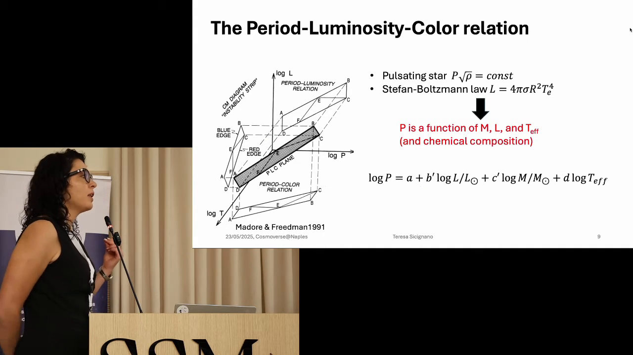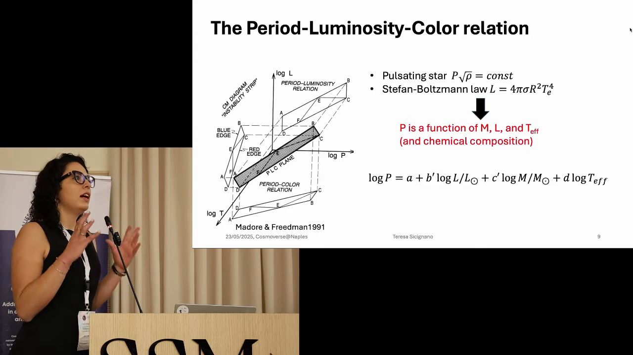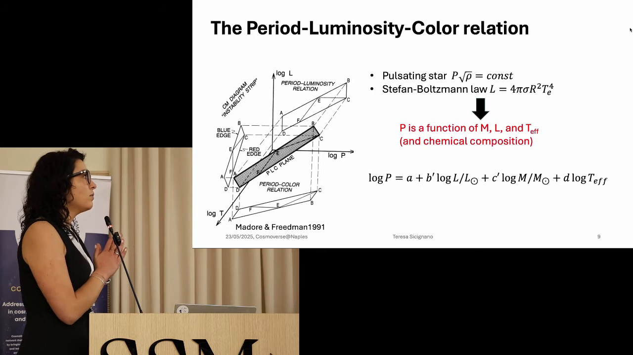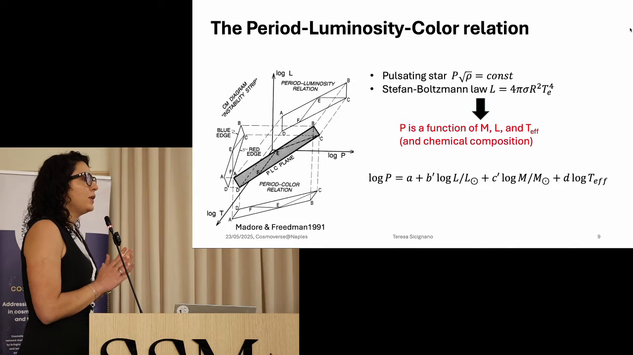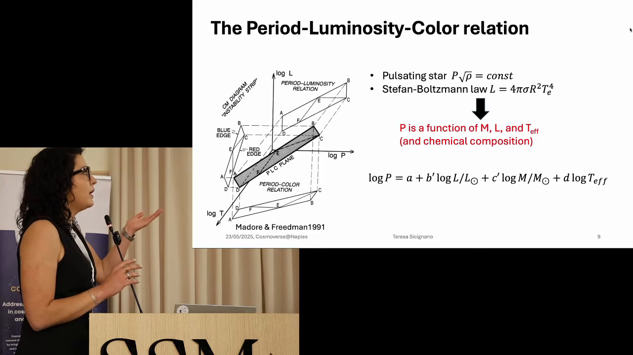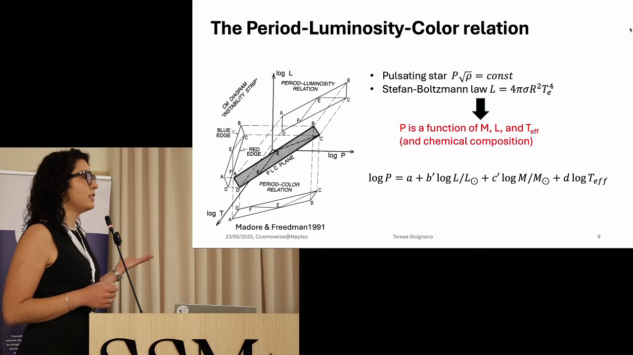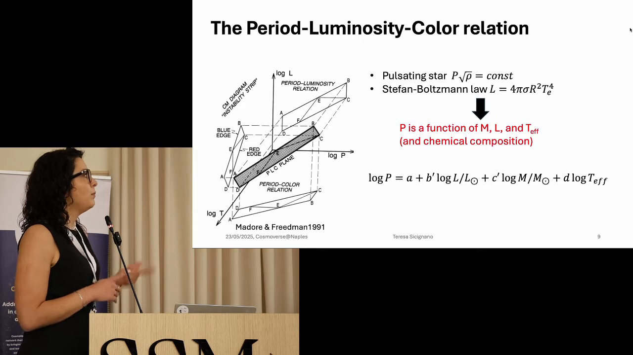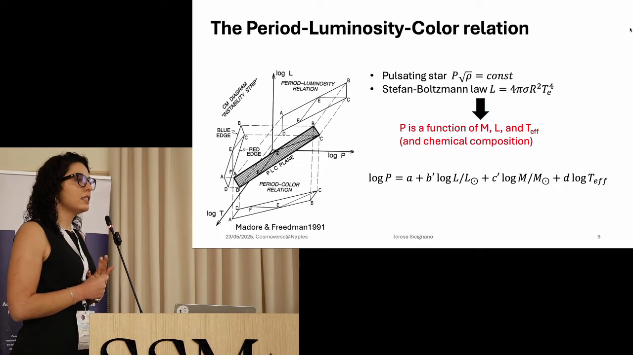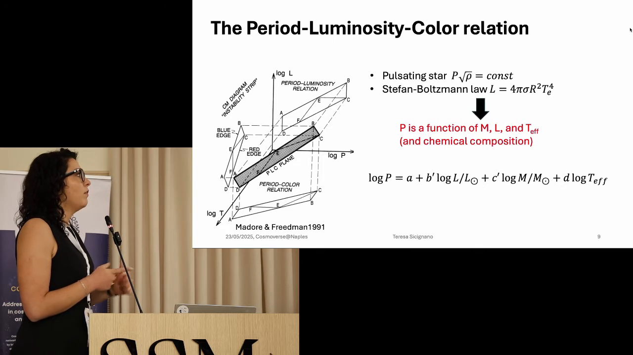Because if we take a pulsating star and assume that the pulsation is a global radial oscillation, we can link the period with the density of the star. Then we know that we have a Stefan-Boltzmann law for a star, so we can link the density with the luminosity, the mass, and the temperature. And in turn, for a pulsating star, the period is a function of mass, luminosity, and temperature.